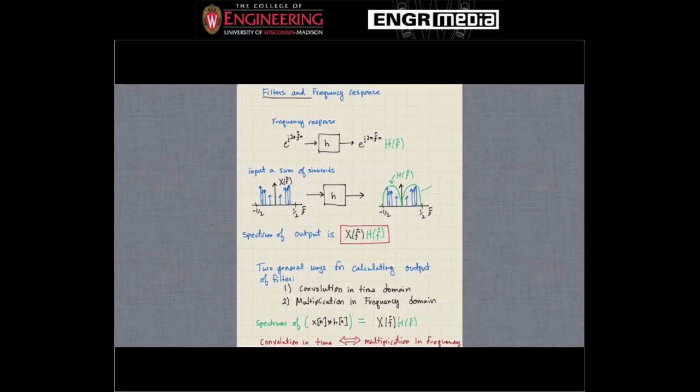As a general rule, we're seeing that the spectrum of the output signal is just equal to the spectrum of the input signal, capital X of f hat, multiplied by the frequency response of the filter, H of f hat.